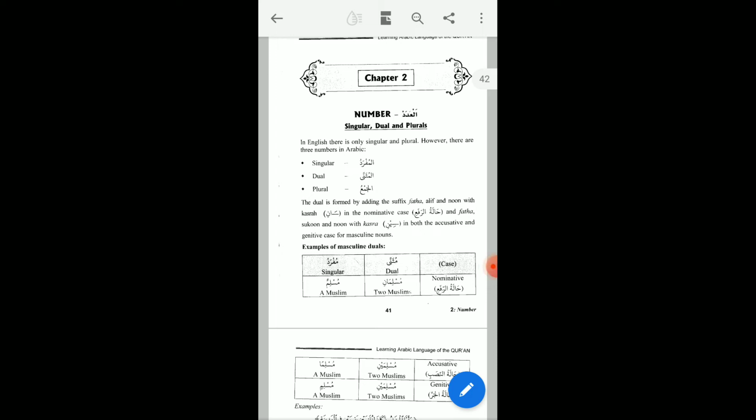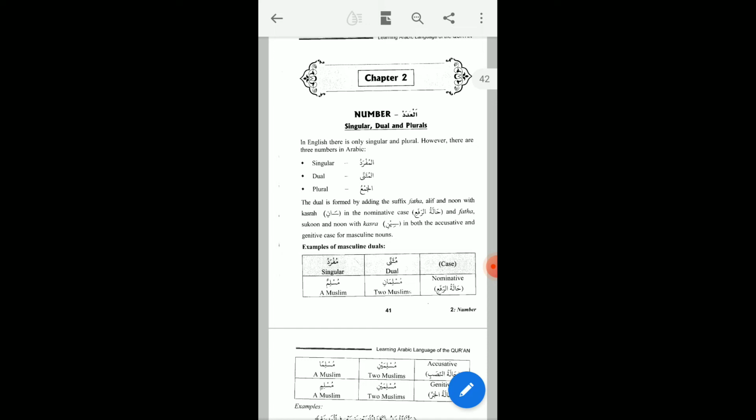Dear students, we are arriving at the second chapter of this Learning the Arabic Language of the Quran, and this is one of the most important chapters so far as the language of the Quran is concerned, and of Arabic as a whole, I would say. This is the number, how we deal with number.